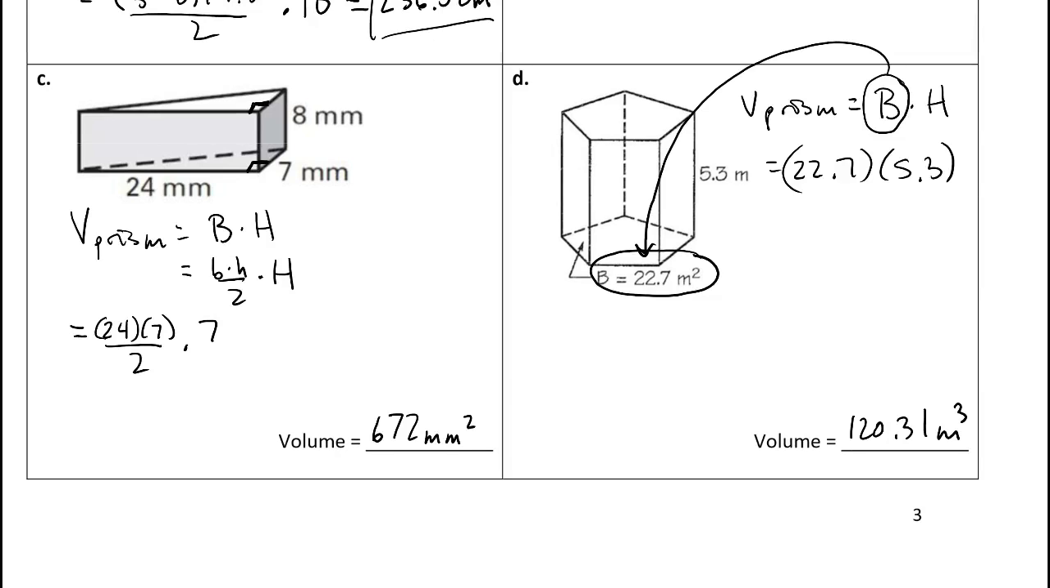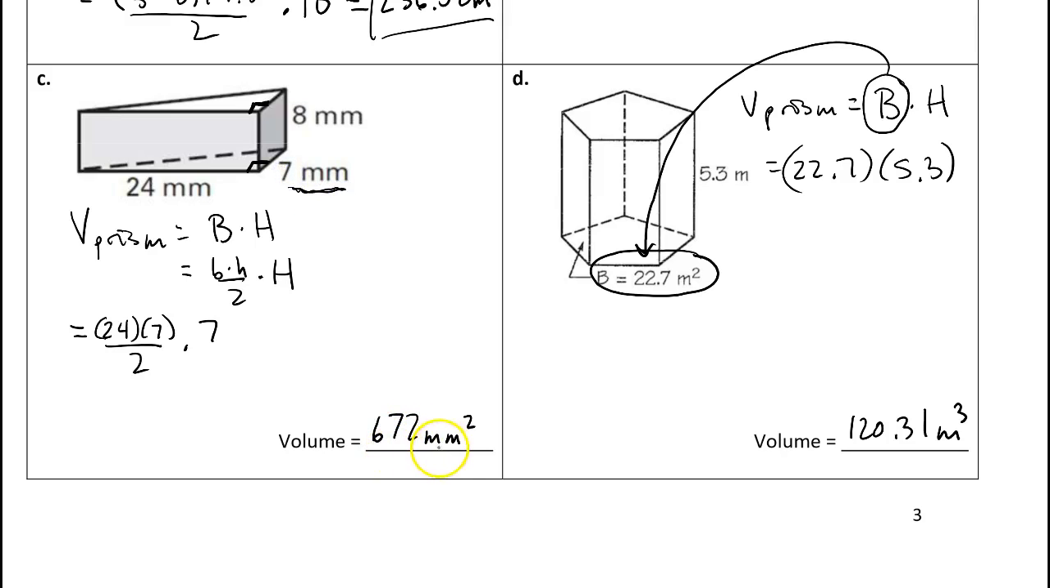So notice in part C, it didn't photocopy well, but there should be right angles in those little triangles because otherwise you can't find the base and the height. So our base is a triangle, so that's our base times height divided by 2, so that's 24 times 7 divided by 2 times 7 for the height. That's the height of the prism.